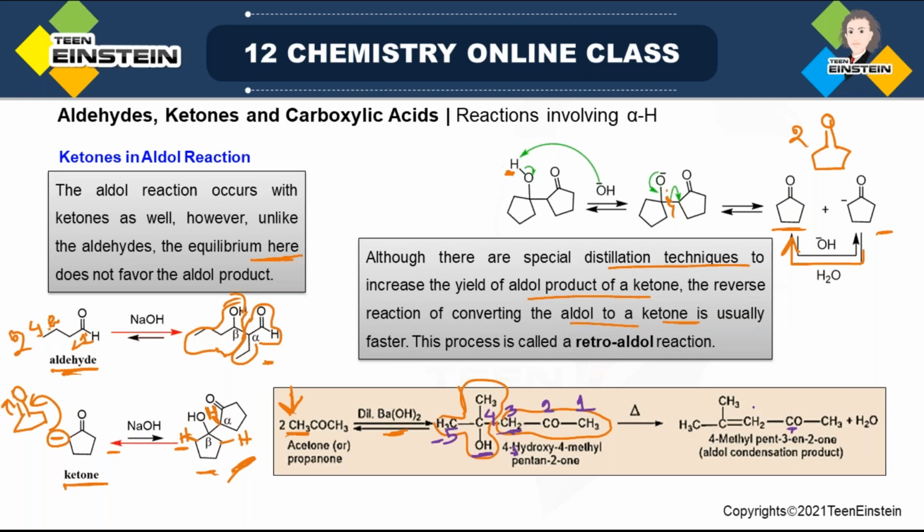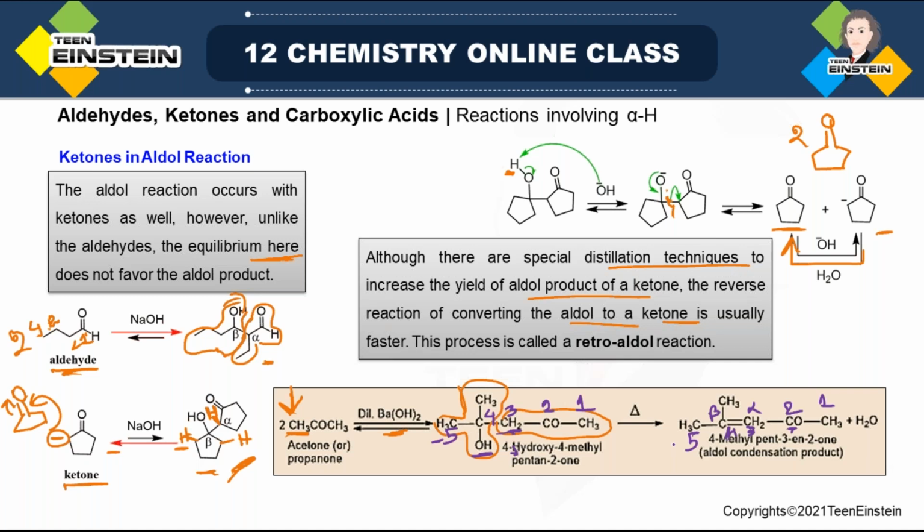So this is CO, this is the alpha position, this is the beta position, it is the alpha beta unsaturated product. The name is 4-methyl pent-3-en-2-one. Again, this is 2, 1, 2, 3. The double bond is at the 3 position. At the 4 position you have a methyl group, and this is 5. Longest carbon chain, 5 carbons. So that is why the name is 4-methyl pent-3-en-2-one.